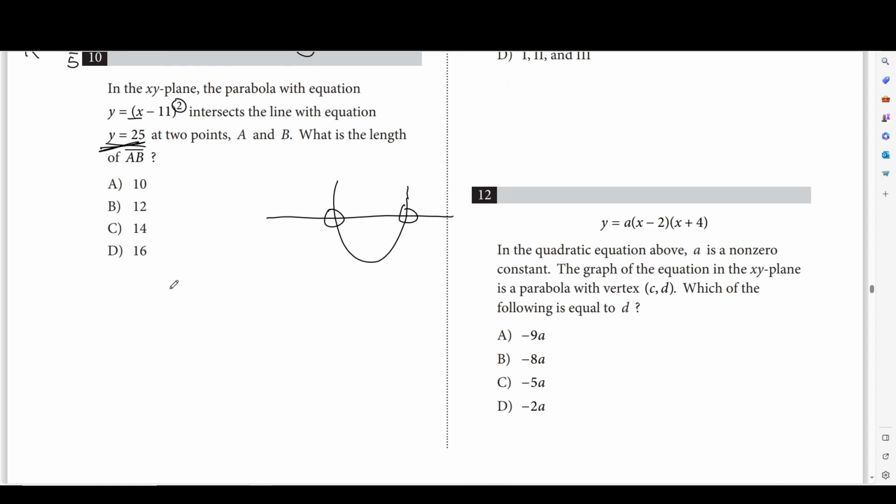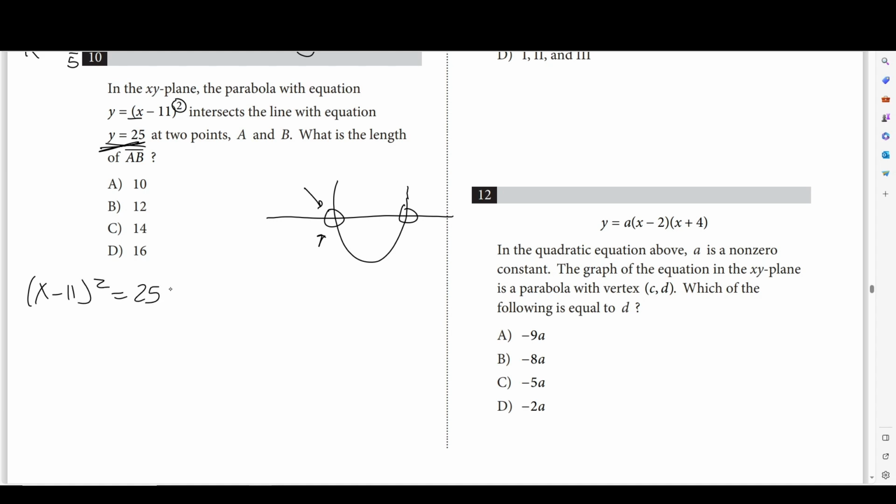So remember in the last problem, I said that the intersection is the solution, or that intersection was when those two graphs are equal to one another, right? They're equal at this point. And the way to solve for that point of intersection is to set those two graphs equal to one another, right? They're both in terms of y, which is good. And they both share the same y value here. So all we have to do is just set them equal to one another. So here I have x minus 11 squared is equal to 25.